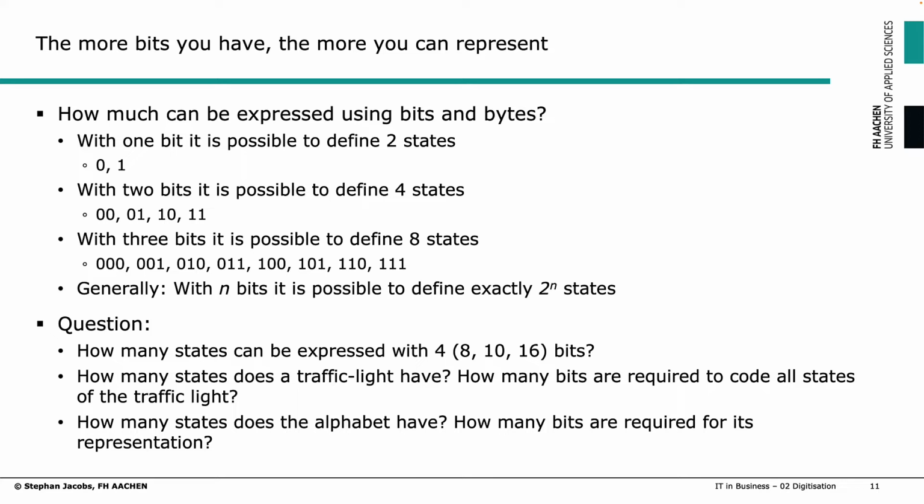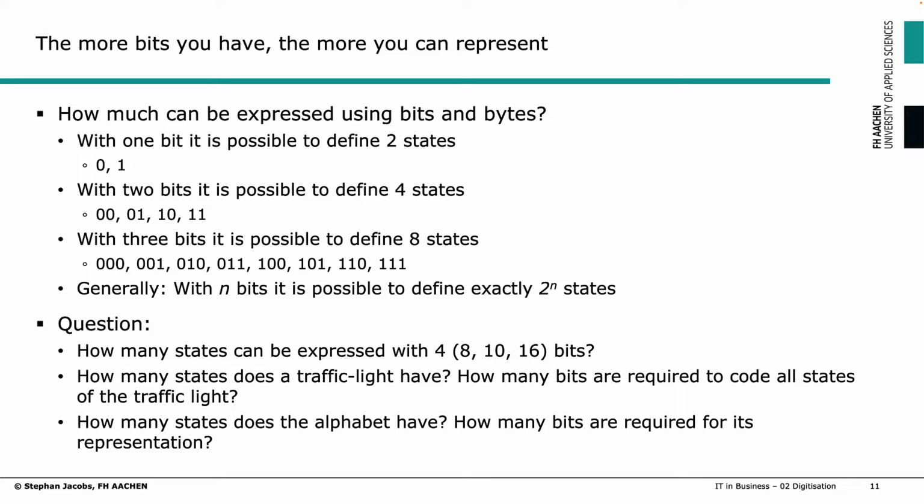Generally speaking, with n bits, it is possible to define exactly 2 to the power of n states. Some of these 2 to the power of n numbers you should simply learn, because they pop up again and again and you're not irritated because some numbers might look arbitrarily chosen. So 8 bits, that means 1 byte. Here we have 2 to the power of 8 different states, which is 256.